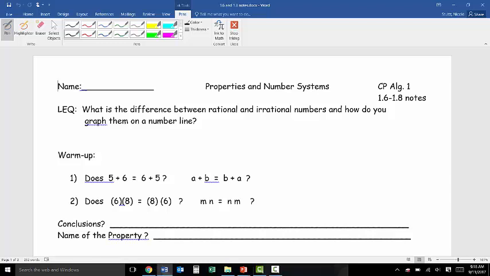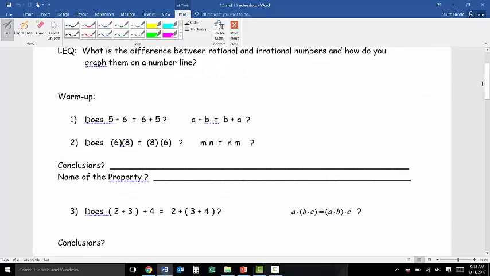Today we're going to talk about some properties of numbers and do a little bit of review. So, first question we're going to ask is, does 5 plus 6 equal 6 plus 5? And the answer is yes, 11 is 11. So, therefore, any two variables can be switched in order when we're adding. It's not going to change the answer.